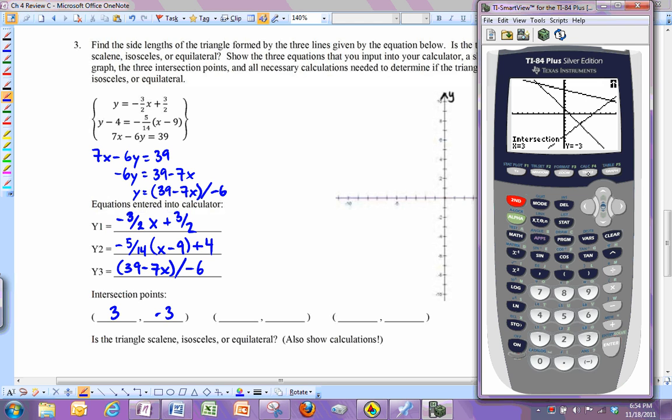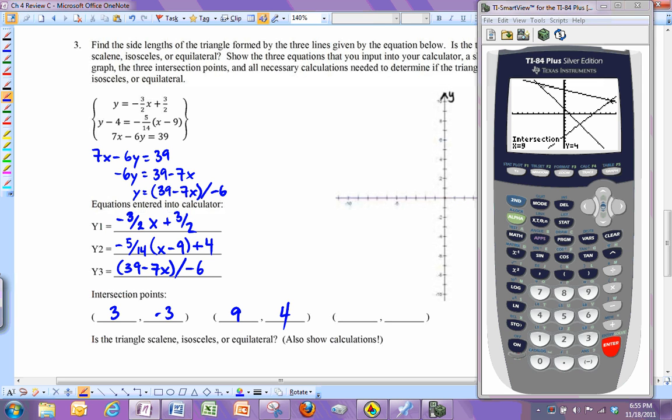Okay, I'm going to repeat the process to get the next intersection point. I'll hit second, calc, intersect. Now let's go for this one. I'm going to move the cursor over a bit. Oops, wrong line. That one works, so I'll hit that one, and that also helps me get this intersection point. Then I'll move it close to guess. That's pretty good. 9, 4.